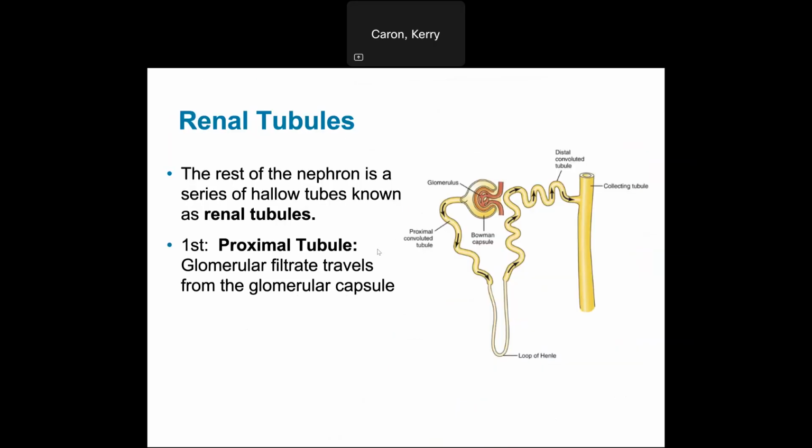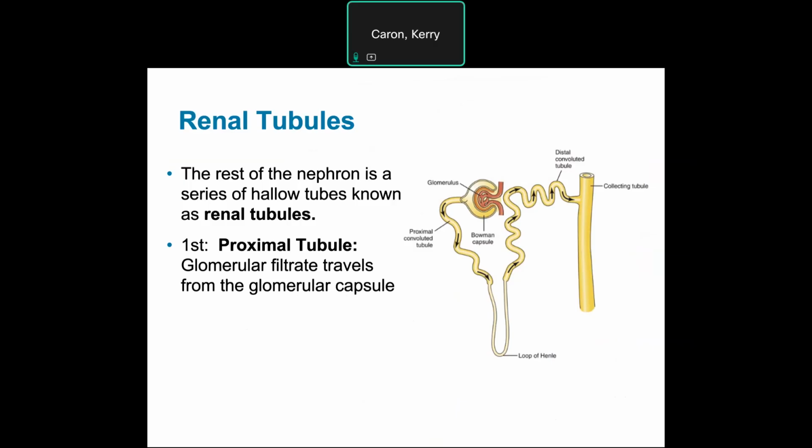Okay, so I mentioned there were two parts. The second part is the renal tubules. The rest of the nephron is a series of tubes. We have the glomerulus, which is a ball of capillaries where the filtration happens, and then we have tubules. The first part of the tubules is called the proximal tubule. Say that 3 times fast.